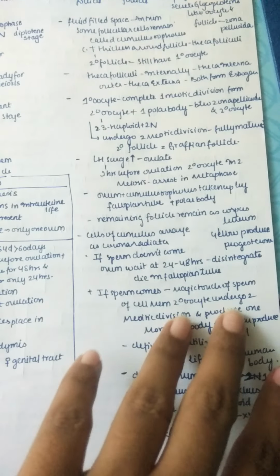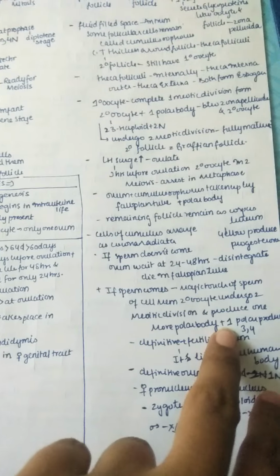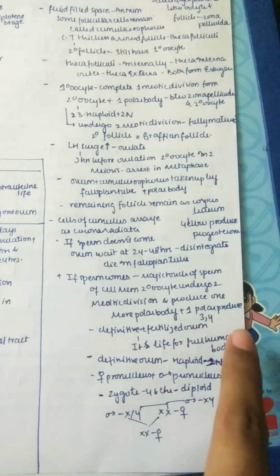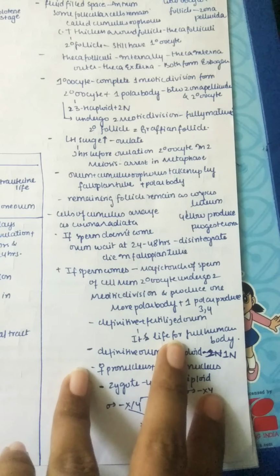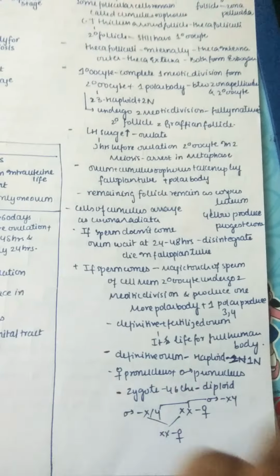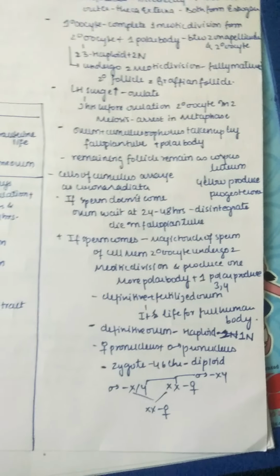If the sperm comes and touches the cell membrane, the secondary oocyte undergoes the second meiotic division and produces one more polar body. The first polar body can produce 3-4 polar bodies in total. So the definitive ovum is finally formed, and it is the fertilized ovum, so its life continues up to a full human body. If the ovum is not fertilized, it may die within 48 hours, but if the ovum is fertilized, it forms a full human body, right?